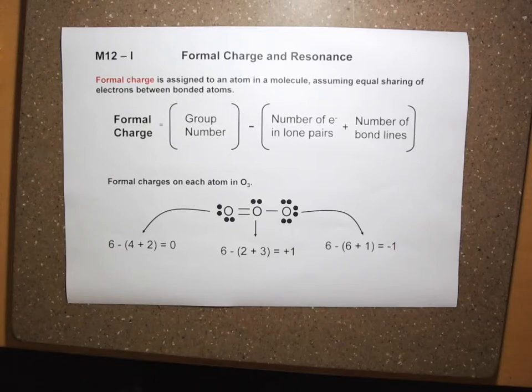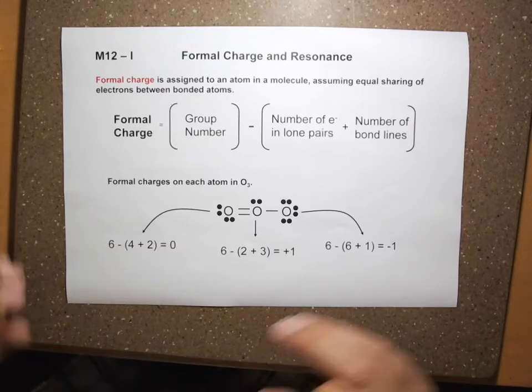Module 12, Introduction, Formal Charge and Resonance. Formal charge and resonance will be used in conjunction with Lewis diagrams to help provide the best possible representation of bonding in a molecule or molecular ion. Formal charge is assigned to an atom in a molecule and assumes equal sharing of electrons between bonded atoms.